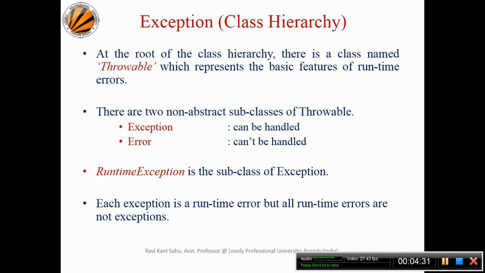Now, if you consider the exception class hierarchy, at the root we have the Throwable class, which represents the basic features of the runtime error. After Throwable we have two basic non-abstract subclasses: one is Exception and one is Error. The basic difference is that an Exception can be handled programmatically, and an Error cannot be handled. A RuntimeException is a subclass of Exception. I repeat again, each exception is a runtime error, but not all runtime errors are exceptions. We'll see it further.